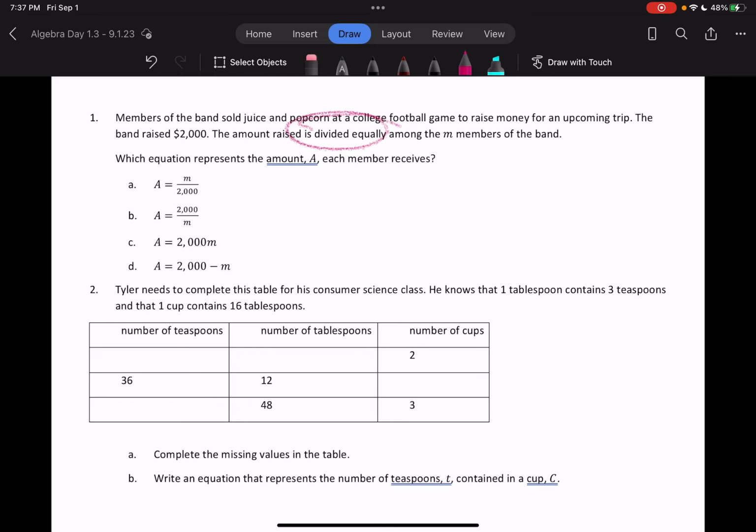So this is multiple choice. You're picking A, B, C, or D. I'm not going to tell you, because it says divided equally, okay? So this eliminates two answer options already. You can figure out if it's A or B. I know you can. I believe in you.